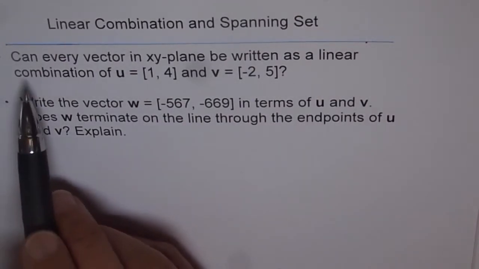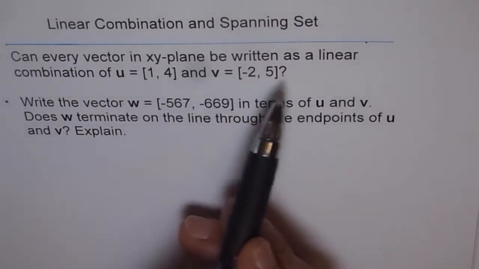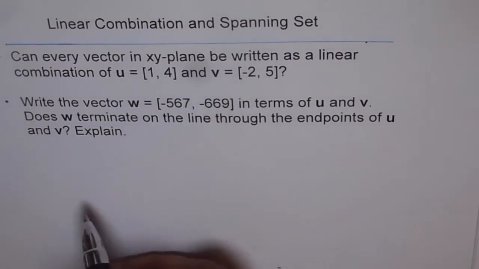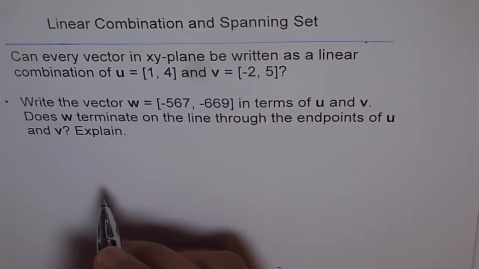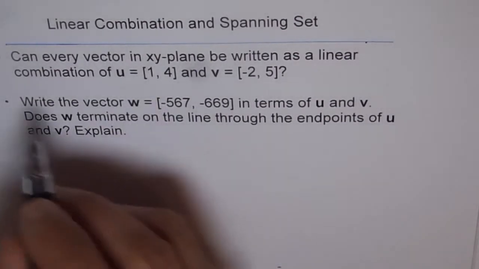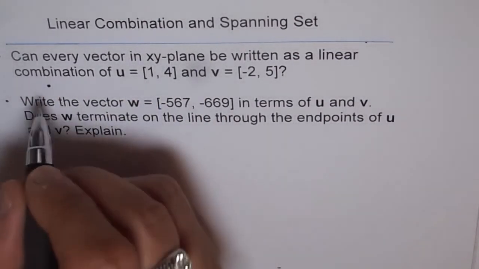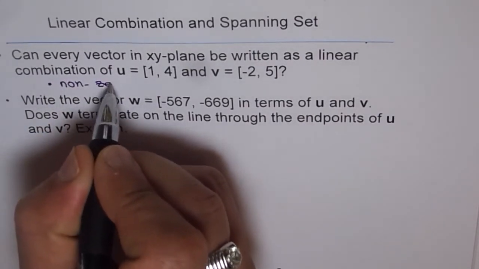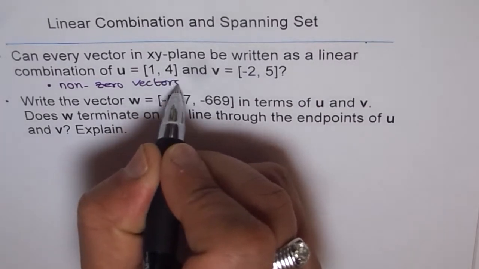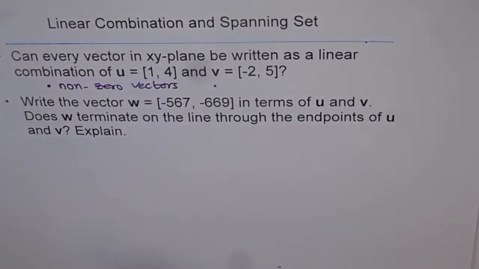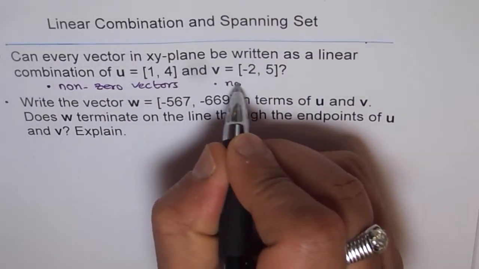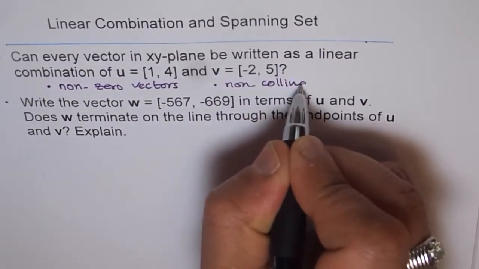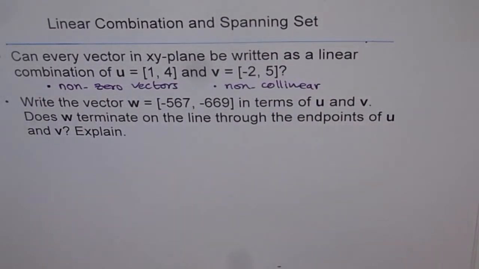Now the first part is, can every vector in the xy plane be written as a linear combination of these two vectors? So the answer should be yes. Now why yes? You have to write two critical things about this. One, they are non-zero vectors. I need you to mention both the things. And second, they are not collinear, so we say non-collinear. So that is why they both represent a spanning set, and every vector in the xy plane can be written as a linear combination of these two vectors.